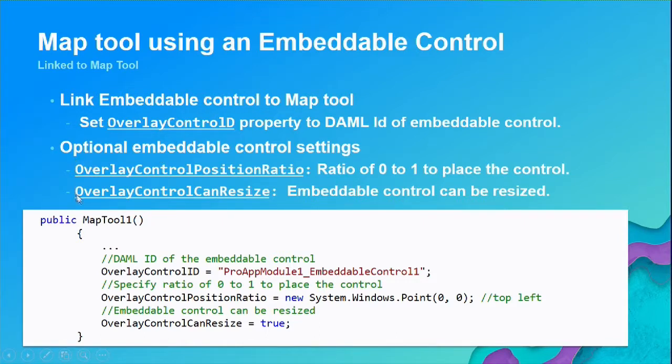So then here there are a couple of other optional properties. The overlay control position ratio, you can use that to position your control on the map view. And the overlay control can resize. That allows you to configure if you want to resize your control or not. And here's a code snippet for that.